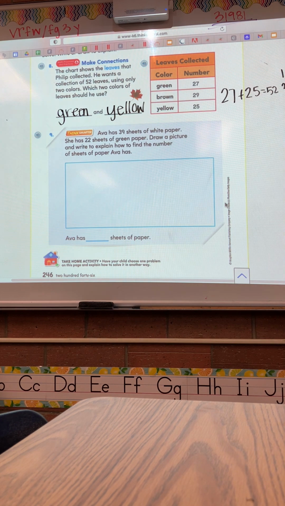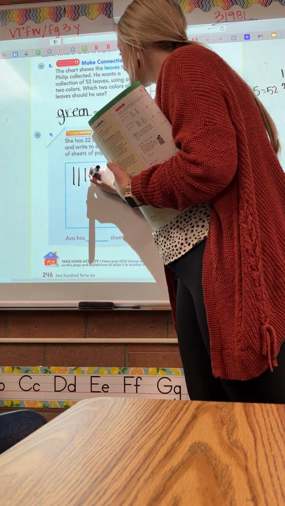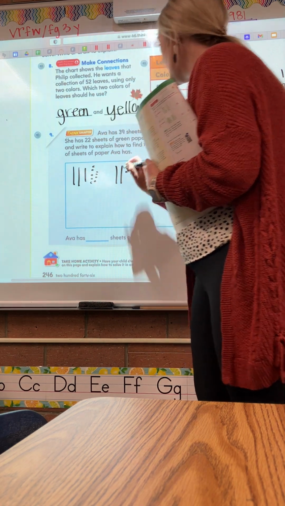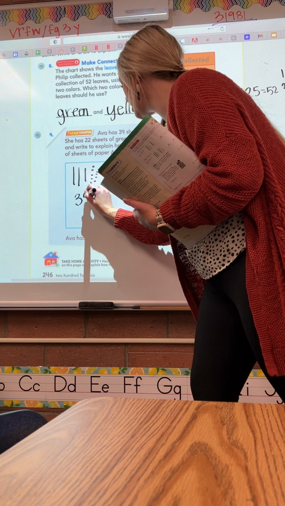She has 22 sheets of green paper. Draw a picture and write to explain how to find the number of sheets that Ava has. I would have seen you draw 3 10s and 9 1s. I would have seen you draw 2 10s and 2 1s. And then we could have put them together. So 39 and 22.